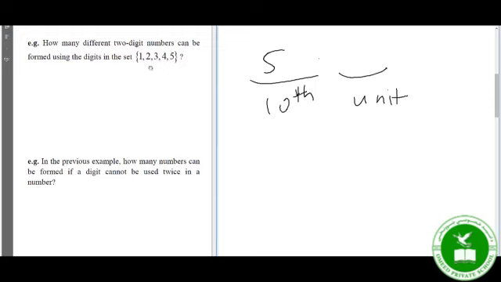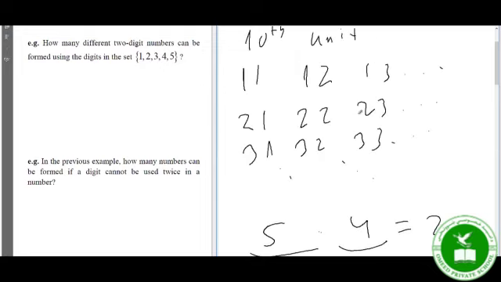Because the total number of digits is 5, one of them is used for the tens digit, so 4 choices are left for the unit digit. In this case, 4 times 5 is equal to 20. We can form 20 different two-digit numbers if we don't use one of the digits twice.